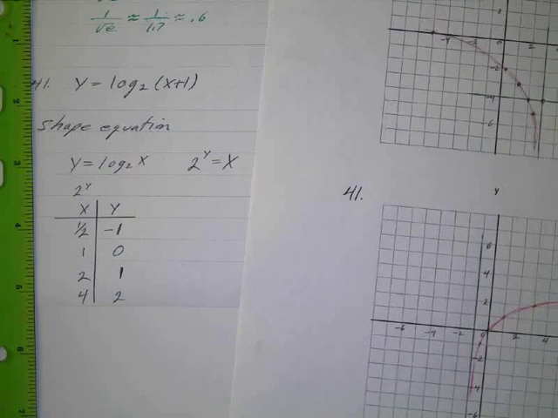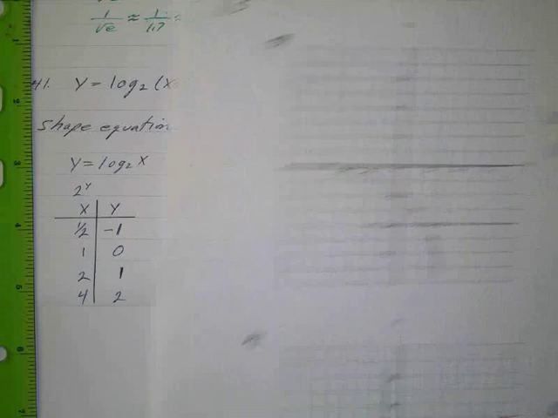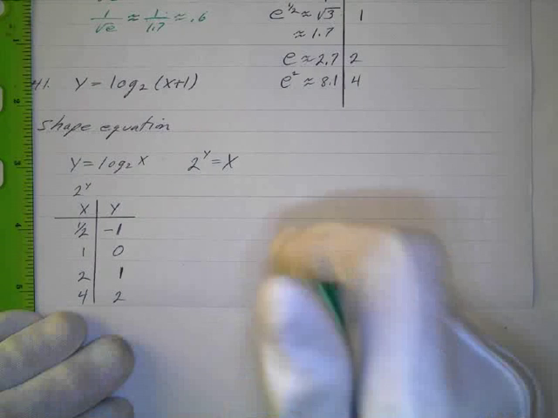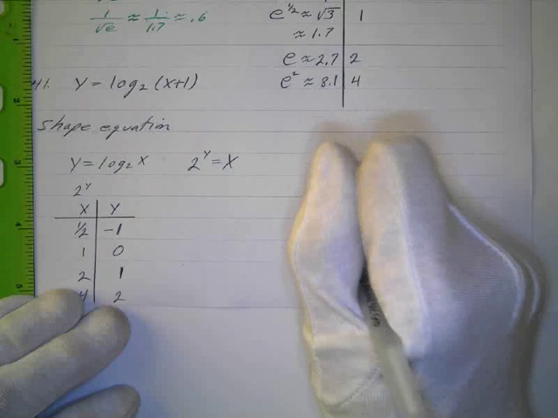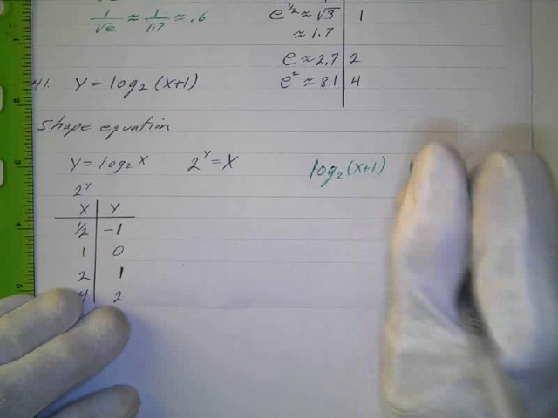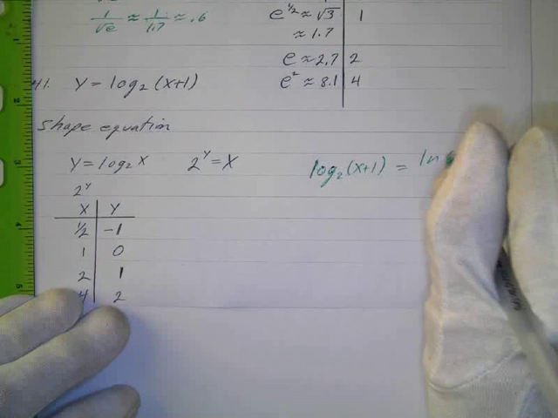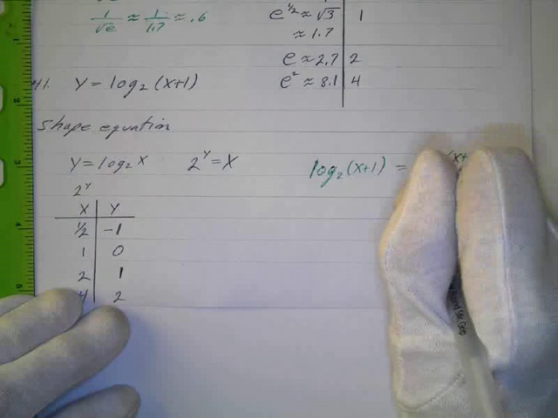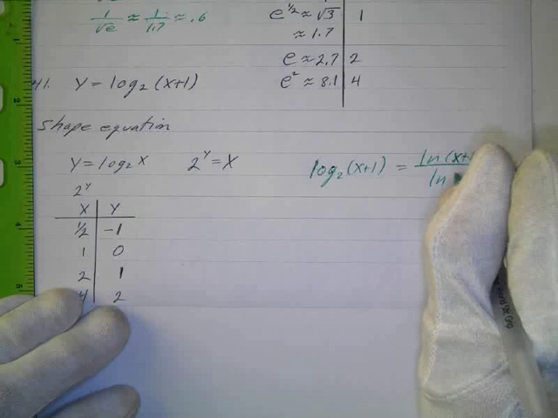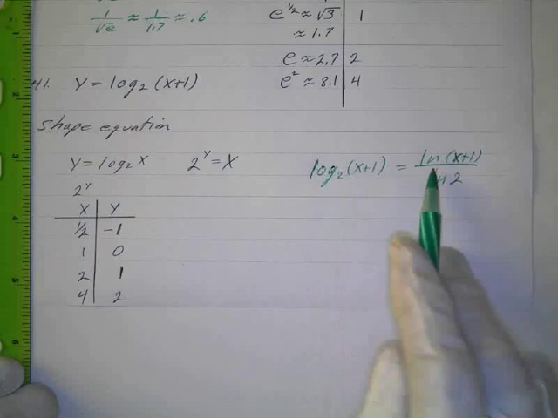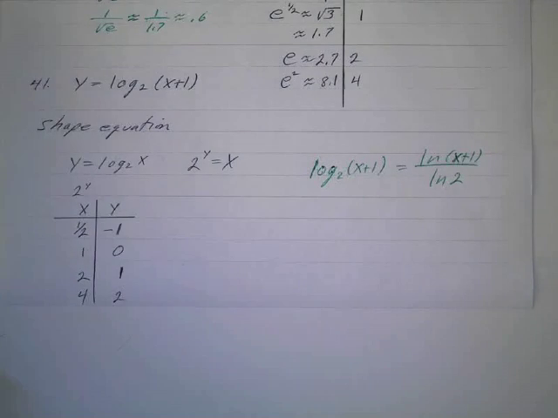And how are we going to graph this? Well, we're going to use the change of base formula to graph this on the calculator. So the change of base formula: log base 2 of (x plus 1) would equal the natural log of (x plus 1) over the natural log of 2, because we don't have a base 2 on our calculator. So we'll use the change of base formula, and we'll use natural logs, just because it's shorter.